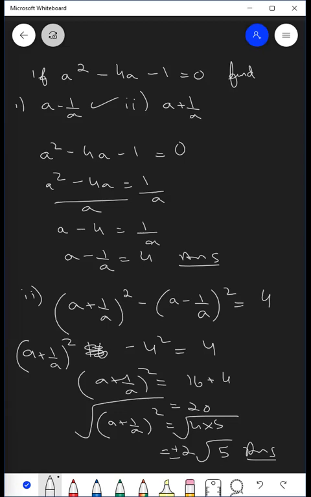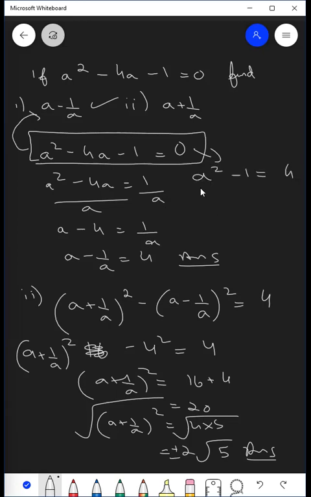Okay. In the first step, why did we divide both sides by a? How will we get a minus 1 upon a from this equation? Actually, in this step, instead of transferring 1 to the other side, we should have directly done a squared minus 1 equal to 4a. So it'll be a minus 1 upon a is equal to 4. Did you get this?